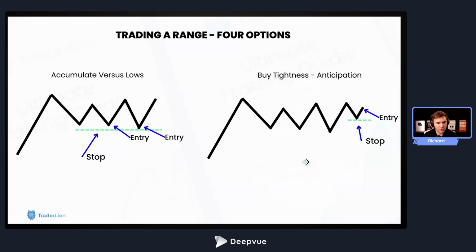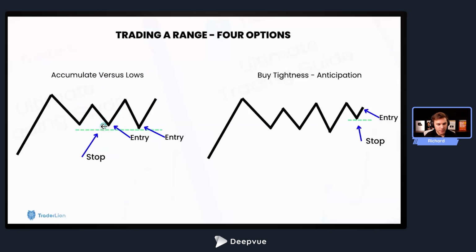All right, so trading a range. There's 4 different options. So we've talked about tight areas. Here, you've already identified a tight area. Now, how do you trade it? Well, the first thing you can do is accumulate versus lows. And Rye, who works at Traderline and Deepvue, this is kind of his forte. He notices a range and then he starts accumulating and setting very, very tight stops versus the lows of that range or just below that.